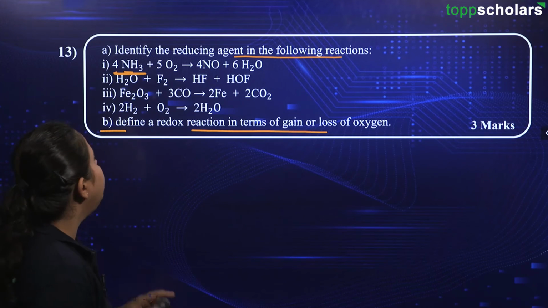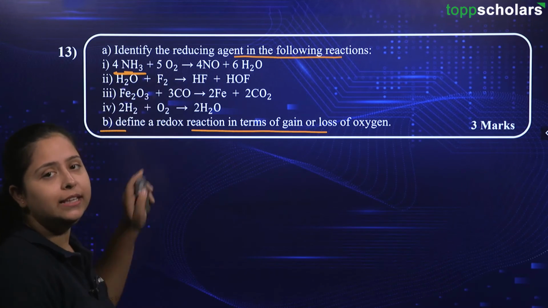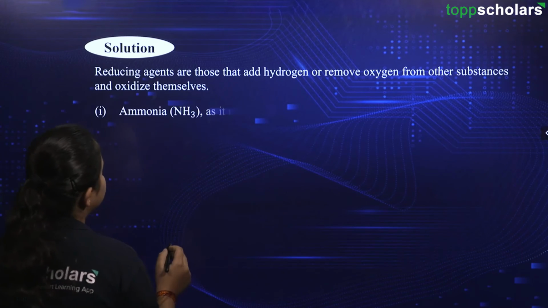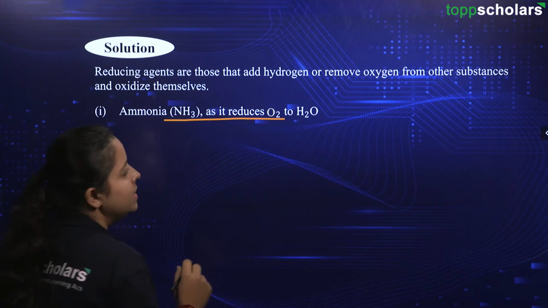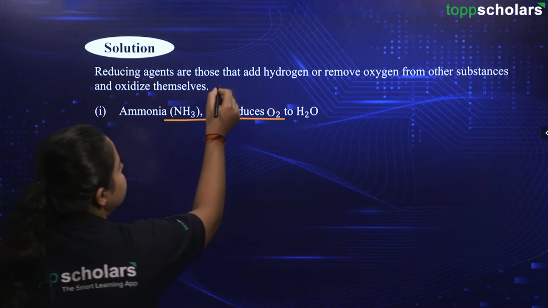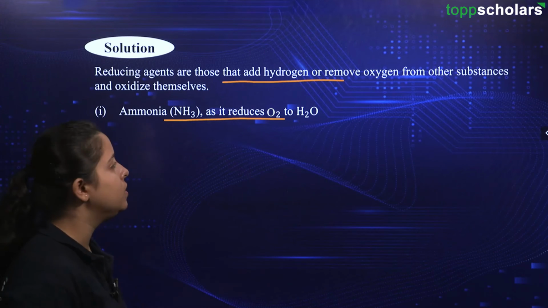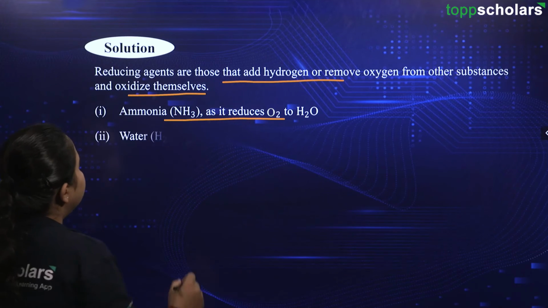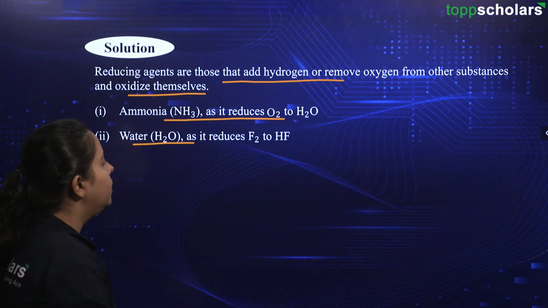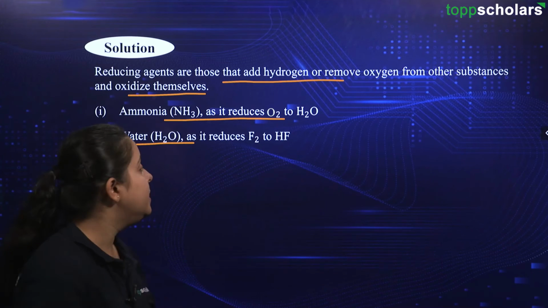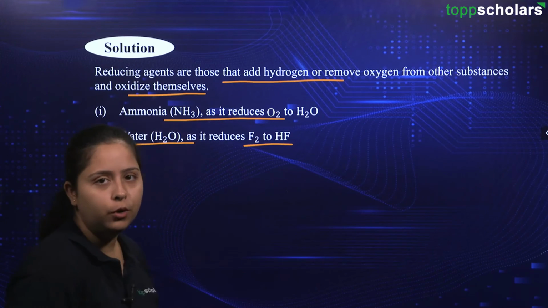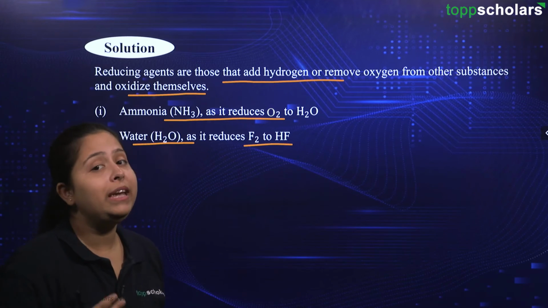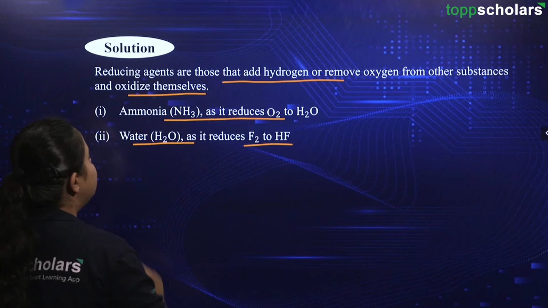Similarly, we need to identify the reducing agent in the next chemical reactions as well. So over here for ammonia, as we have just seen, NH3 reduces O2 to H2O. Reducing agents are those that add hydrogen or remove oxygen from other substances and then oxidize themselves. Next part is of water. Here water is the reducing agent because it is reducing F2 to HF. Okay, F2 does not have hydrogen, but now it has hydrogen as it is forming HF. So the reducing agent is water.